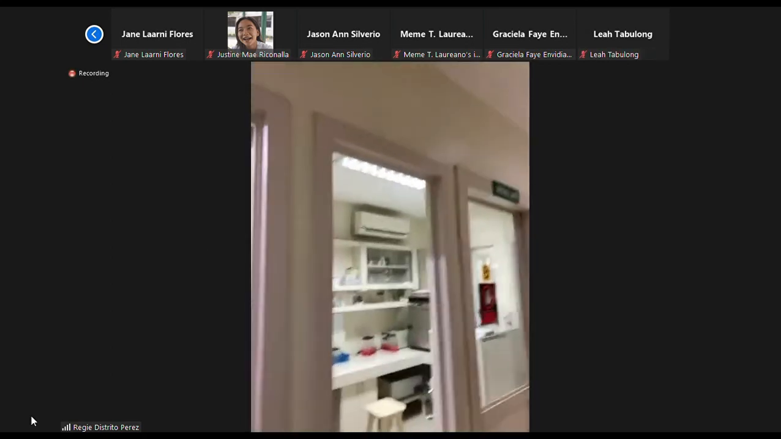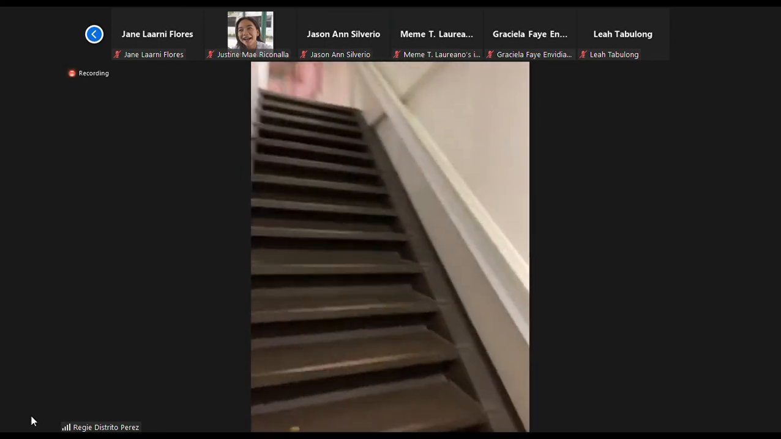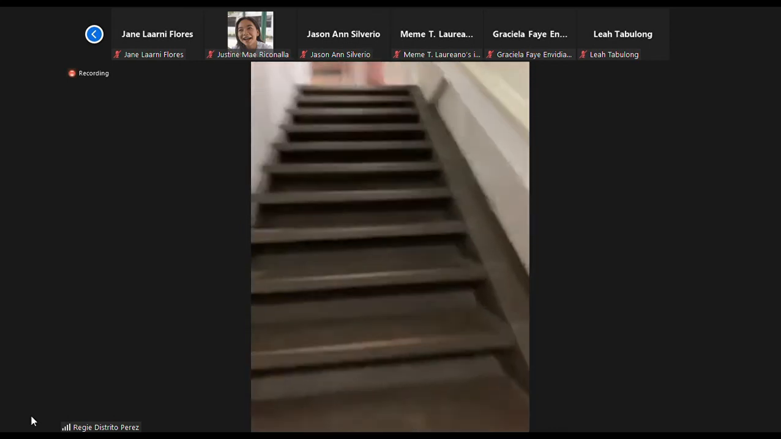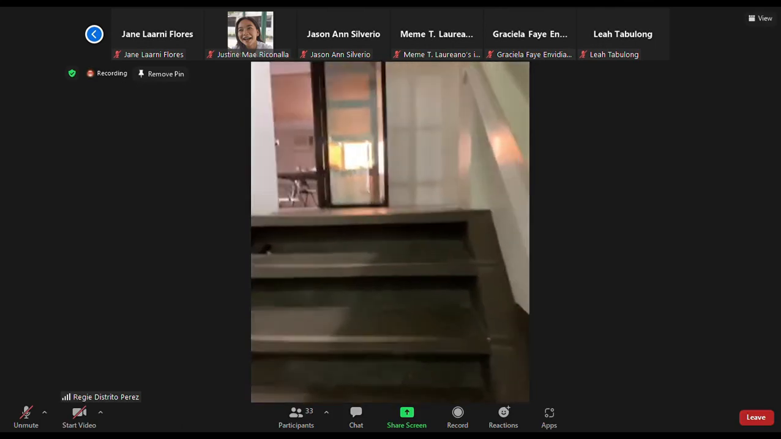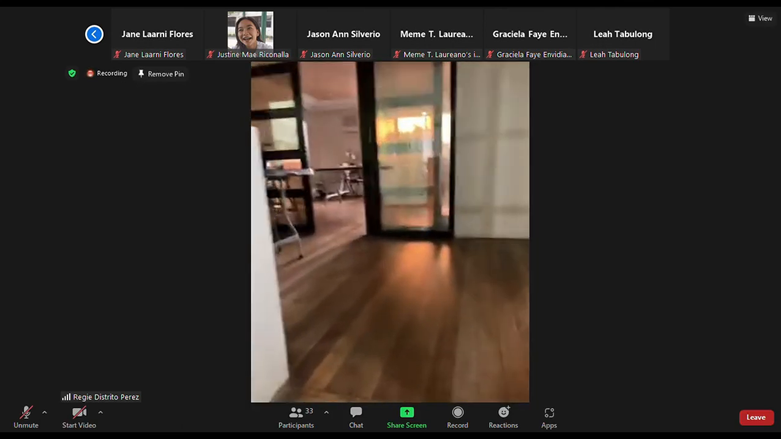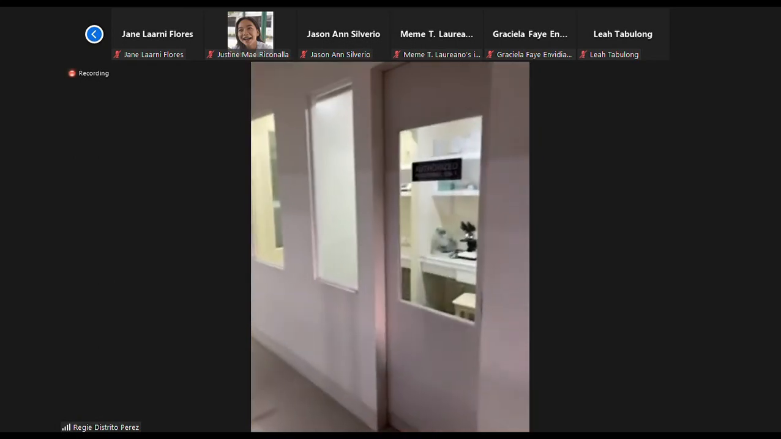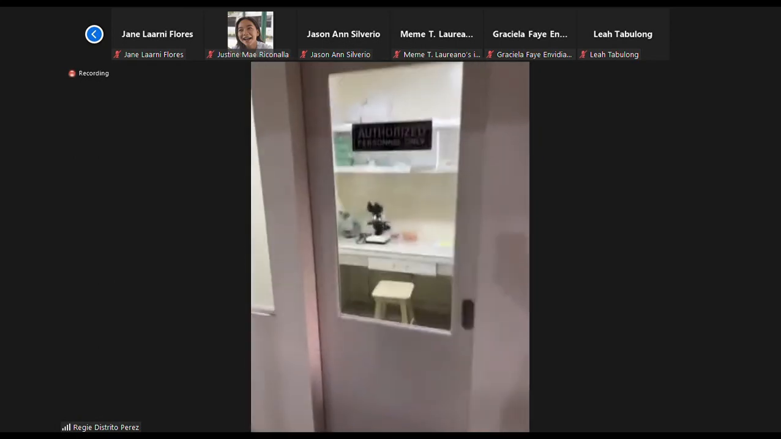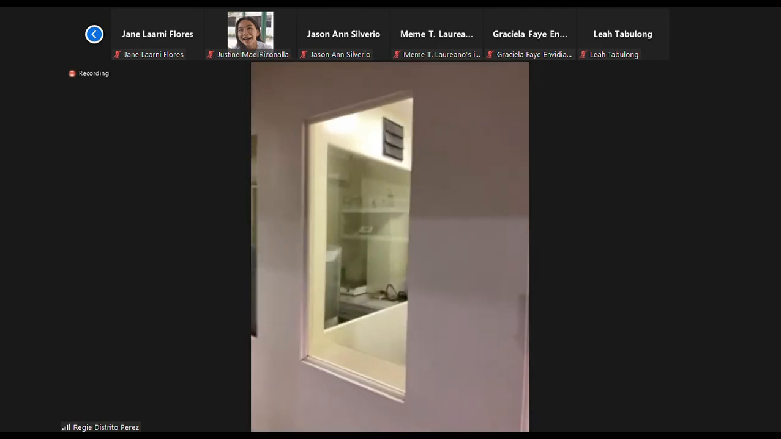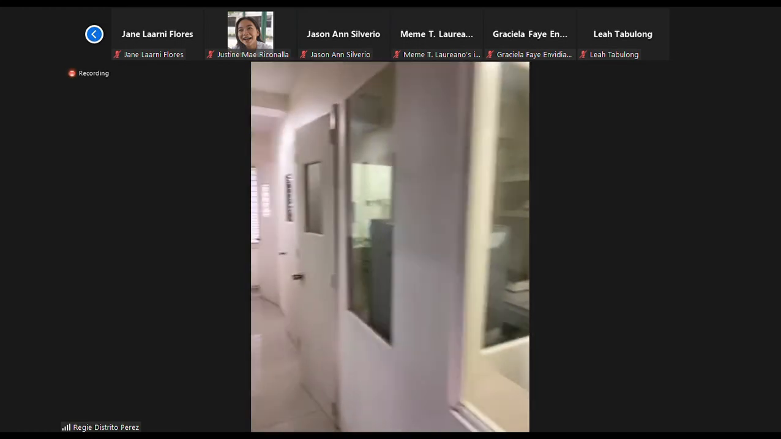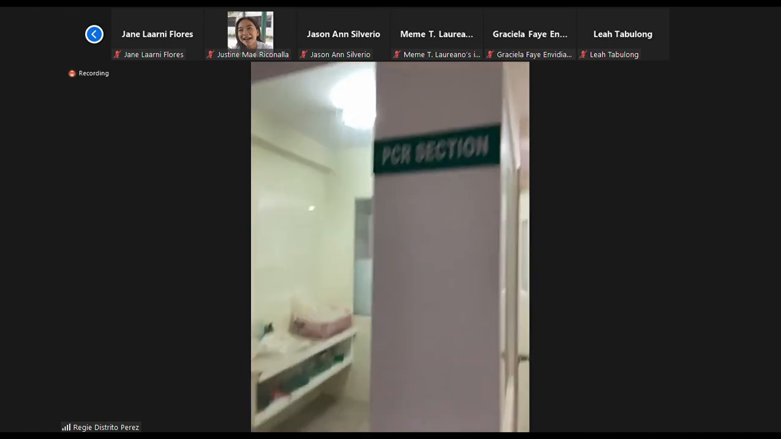Kaya micro lab siya. And also we have stairs na pakadto sa Aqua Lab. Aqua and PCR lab. PCR niya sa shrimp, hindi sa tao. Okay, this one is for Bacte for aquaculture. And this one is the PCR section.